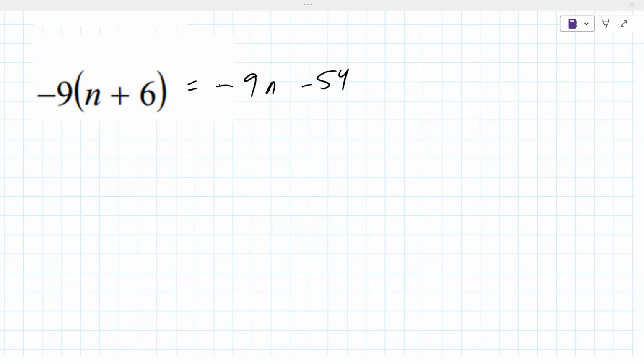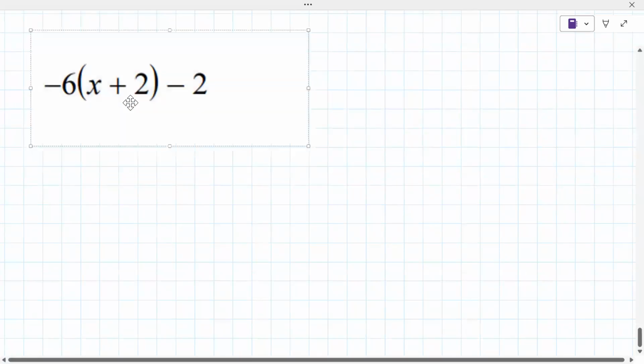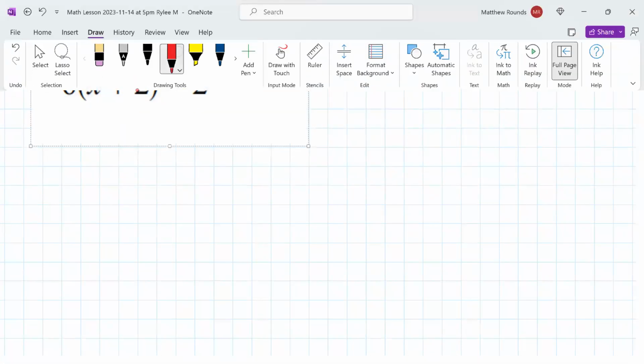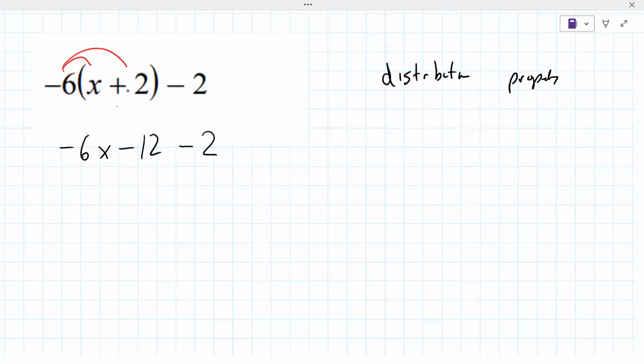is, let me see if I can find one. I guess I'll have to make a few of these up. Okay, so here's the next type of problem that we're going to look at. It's kind of like the previous ones where you have to use the distributive property first. So this will become -6x minus 12 minus 2. So you first use the distributive property like you've been doing, and then you combine like terms.